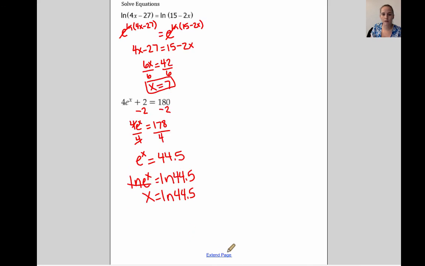Now, ln 44.5, just type it in your calculator, and that is approximately 3.80 if you are rounding to the nearest hundredth, because it's 3.795. So I'm just going to go ahead and round to 3.80. Okay, so the natural base e works just like any other base. You apply the properties the same way. If you have any questions, just let me know.